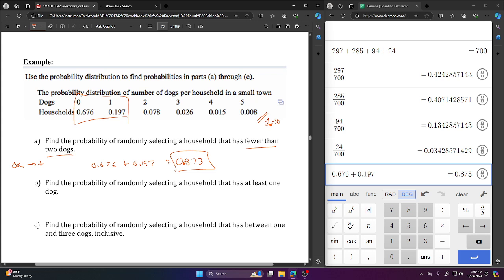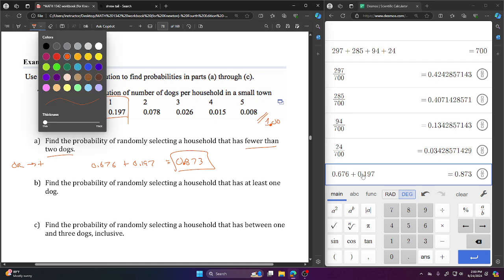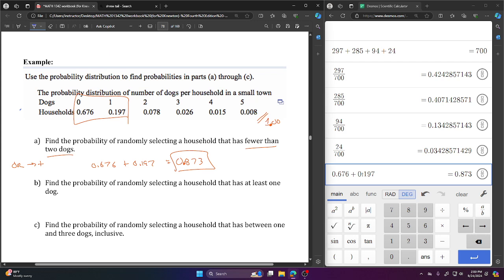Cool. Or means add. So I'm saying I could have either 0 or the 1, add them up, and there you go. Cool. That was easy. It says has at least 1 dog. So what would be at least 1? 1, 2, 3, 4, 5, right? But not 0. So at least 1 dog. There's a dog somewhere in the house. Maybe there's more than 1 dog, but we got at least 1 dog. And I'm going to add them all up.